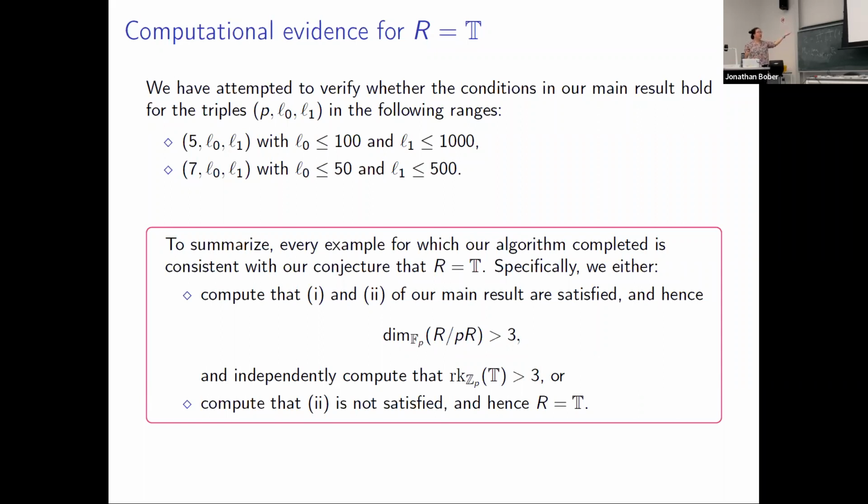So we know that the FP dimension of R mod PR is strictly greater than 3. And we've computed using modular symbols that the Hecke rank is also strictly greater than 3, which is evidence that we have in fact constructed the correct R to match this.